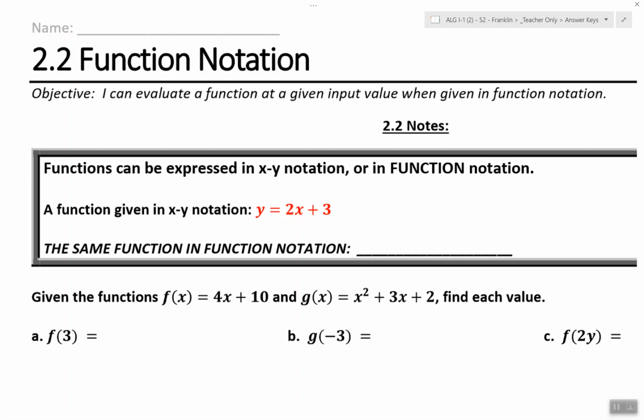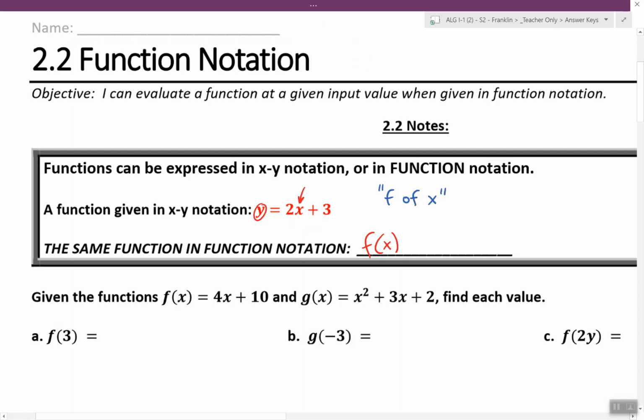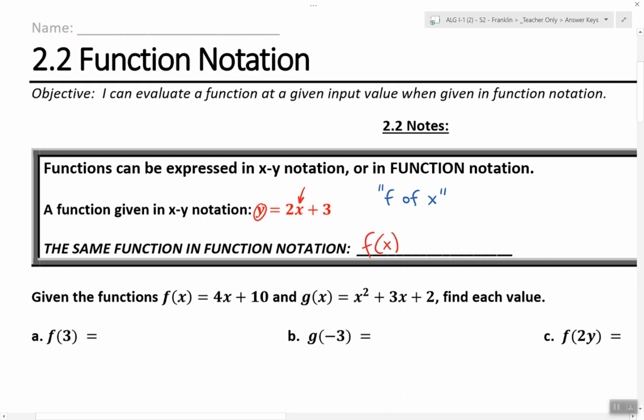Now for function notation, what we're going to do is set this up as a function of x, with x being the input variable. So all we do is replace y with this instruction container, f parentheses x, which is read verbally as f of x, or a function f of x. And that just equals 2x plus 3.